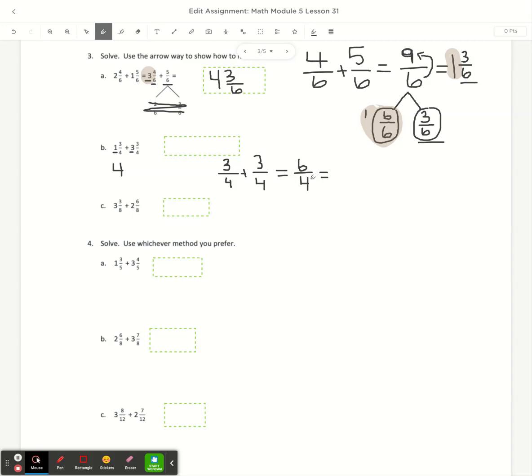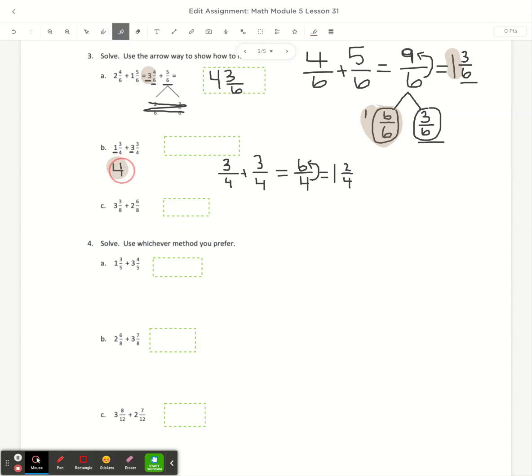So I'm going to start off by figuring out how many times our denominator can go into our numerator. Well, I know that 4 can go into 6 one time. I don't change my denominator. And I know that 1 times 4 is 4. And I just need to count up 2 more in order to get to 6. So I have 1 2/4.